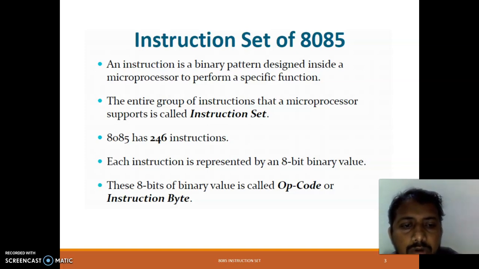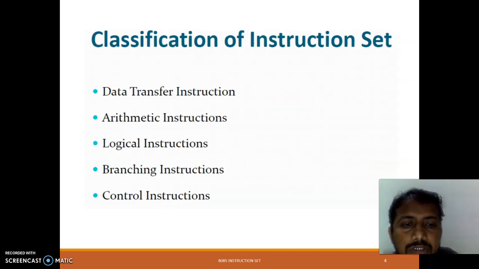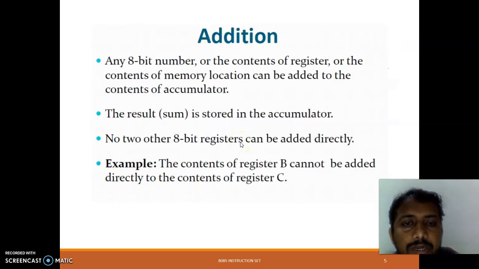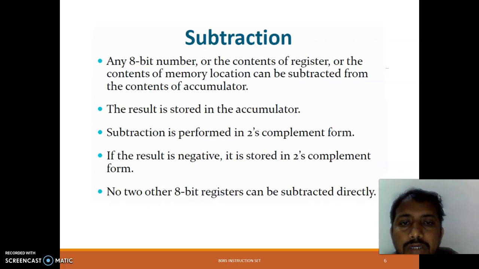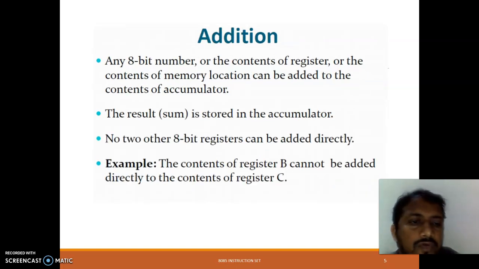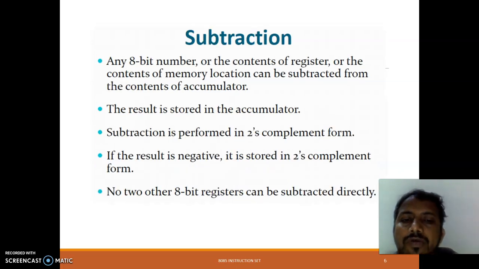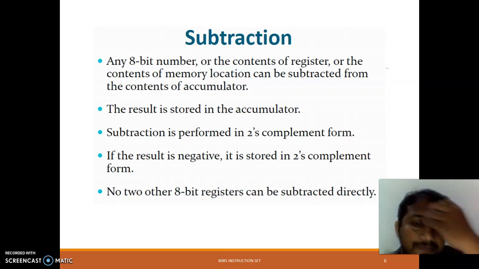Once again, out of the 246 instructions, there is one category that is said to be arithmetic instructions. The other category is logical instructions. Among the arithmetic instructions, there are two possibilities: addition and subtraction. When you go for addition, the result is stored in the accumulator, and for subtraction also, the result is stored in the accumulator.